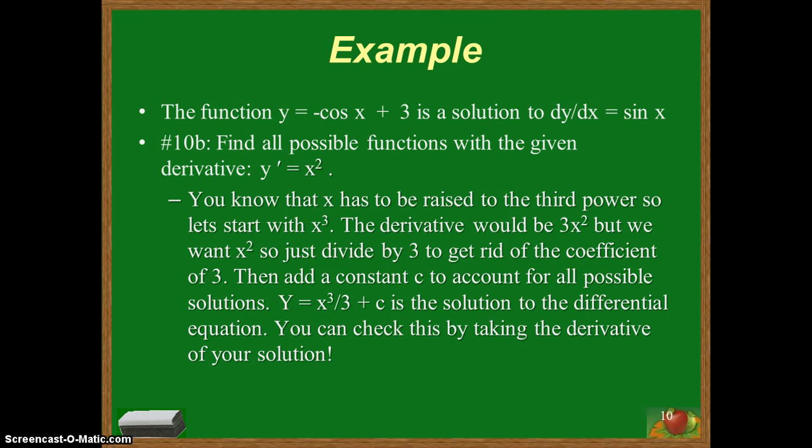So now we're at x cubed over 3 plus c, because there could be a constant added to it, because when you take that derivative, it's equal to 0. Okay, so we would say that the solution to this differential equation y prime equals x squared is x cubed over 3 plus c. You can check that by taking the derivative.